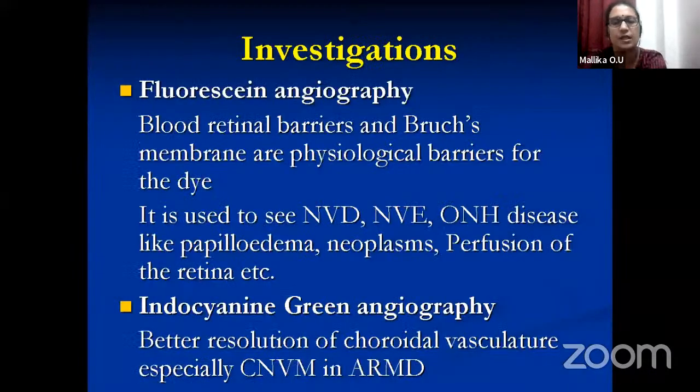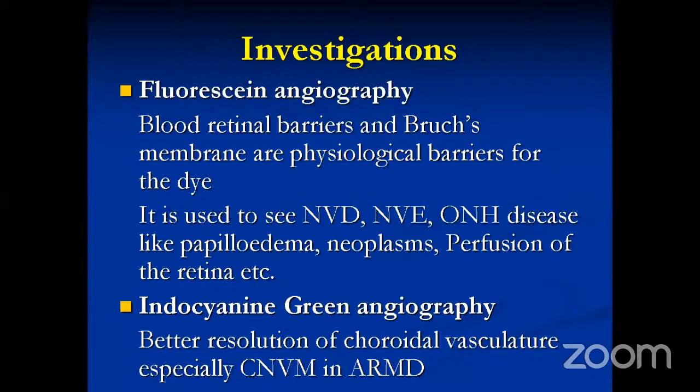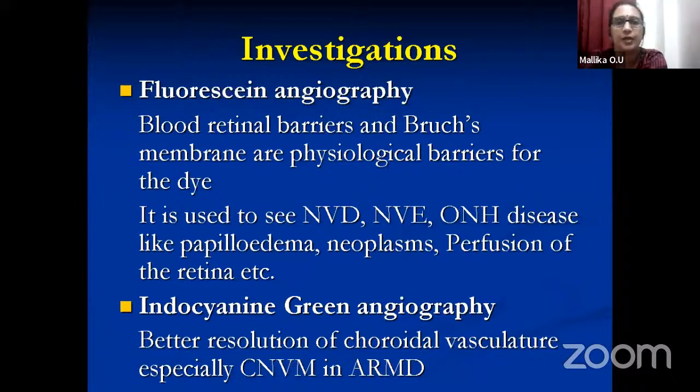Now I come to the investigations of the retina. One is fluorescein angiography. Just like cardiology, we also do fluorescein angiograms. We inject the dye into the antecubital vein and take pictures of the retina to see the different abnormalities. It is used to see neovascularization of the optic disc, neovascularization elsewhere in the retina, papilledema, disc edema, neoplasms, and you can get an idea regarding the perfusion of the retina.